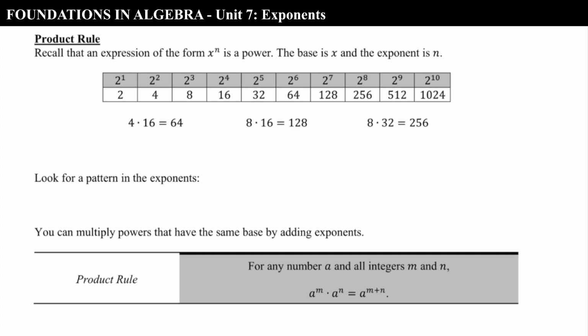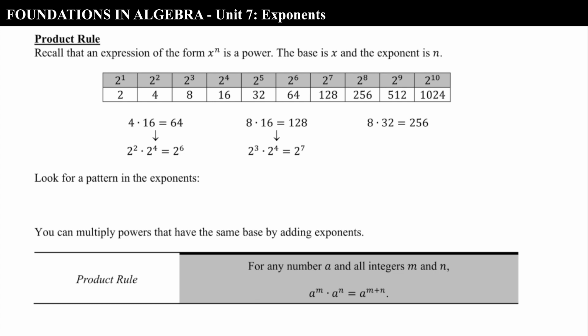We know that 4 times 16 is 64. Let's rewrite 4, 16, and 64 into powers of 2, okay? So 4, if we look at our table, is 2 squared. 16 is 2 to the 4th, and 64 is 2 to the 6th. We're also going to do the same for the next one. 8 times 16 is 128. If we rewrite that, 8 can be rewritten as 2 to the 3rd. 16 can be written as 2 to the 4th. And 128 can be written as 2 to the 7th.